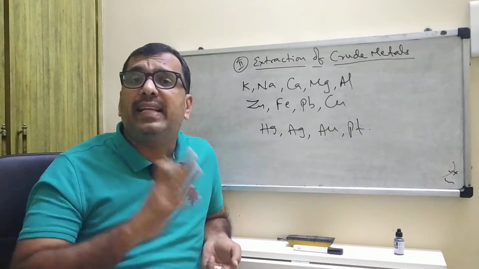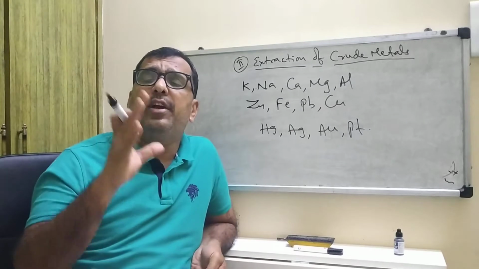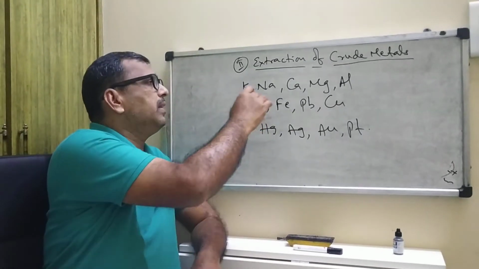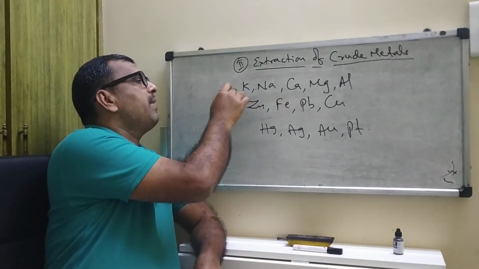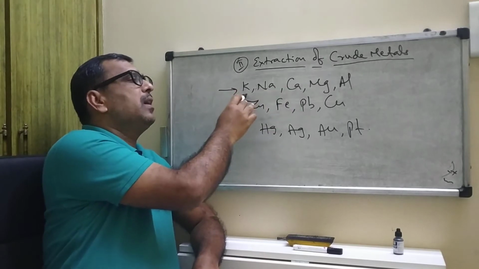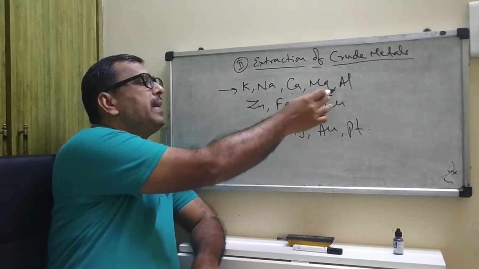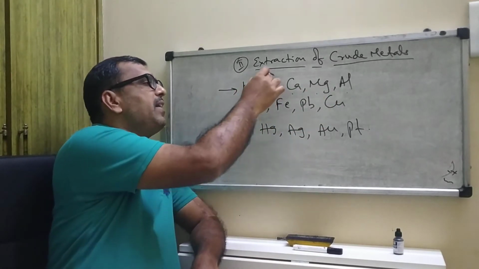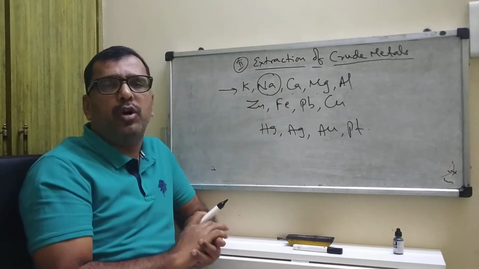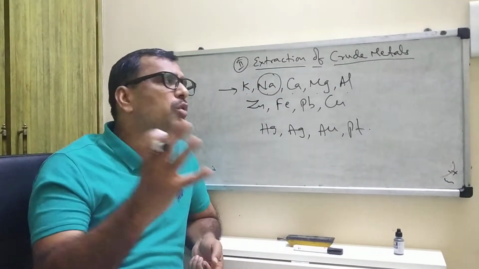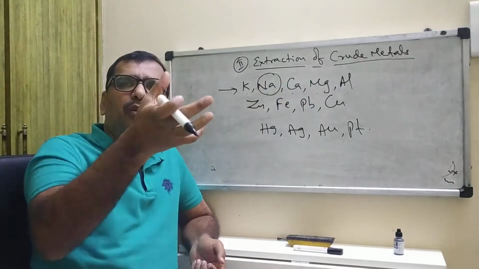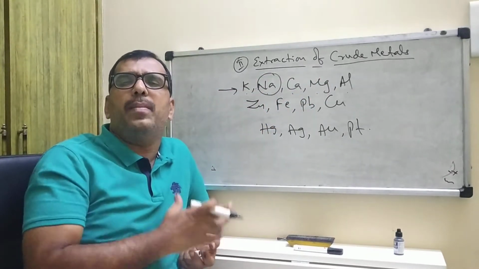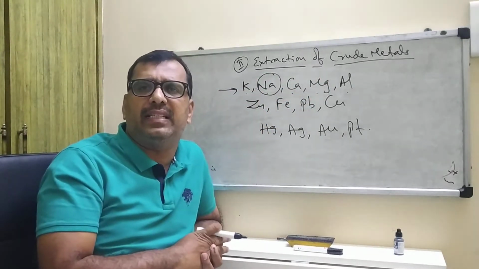So we are going to extract from these metals. Suppose you take number 1, the high reactivity series: potassium, sodium, calcium, magnesium and aluminium. From this we are going to extract sodium. How are you going to extract it from the crude metal? How many methodologies are there in the extraction?